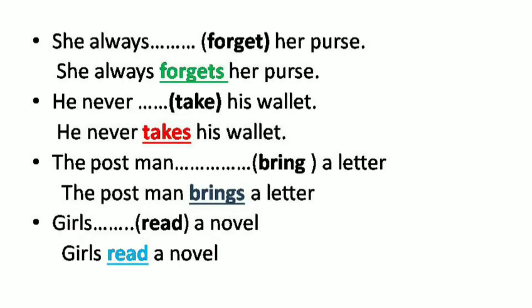She always dash forget her purse. Always is the time word, so forget becomes forgets. That means does plus forget becomes forgets. He never dash take his wallet. He never takes his wallet. So it's a usual action. Never is the time word, so take plus does becomes takes in the sentence.